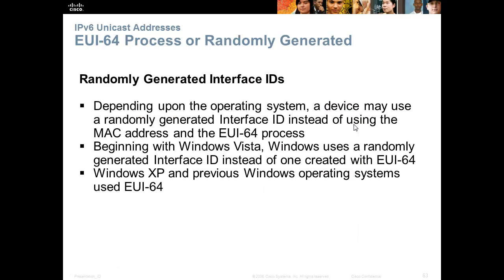Depending on the operating system, you may not use that EUI-64 process. For example, beginning with Windows Vista, Windows will use a randomly generated interface ID instead of using that EUI-64 process. And I believe they did that for security purposes because it is so linked to the MAC address. Windows XP and previous Windows operating systems will still use the EUI-64 process. I'm not sure what the Mac OSs use or any of the Linux distributions, but I'm sure you could easily find out by doing a quick Google search.